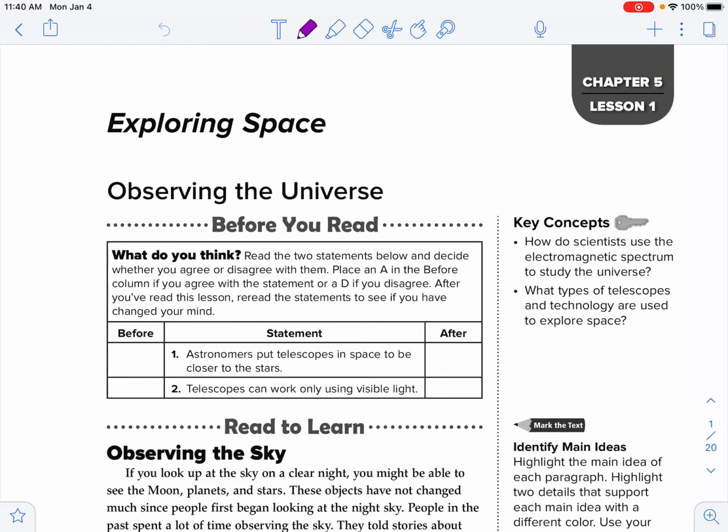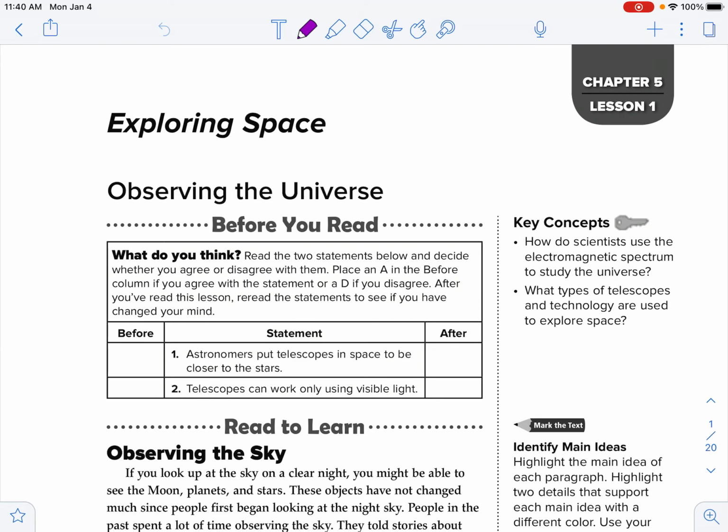Hey guys, welcome to Chapter 5. So Chapter 5 is going to kick off our Earth Science unit. It is going to be about space and planets and the sun and all of that. Our first chapter is called Exploring Space.